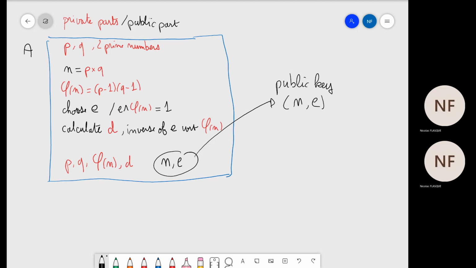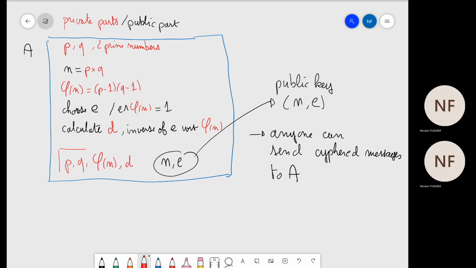So actually, publishing a key means anyone can send ciphered or encrypted messages to A. On the other side, for the decryption step, the value which is used is the value of D, and D is private. Only A knows the four values which are private, that is P, Q, phi of n, and D.